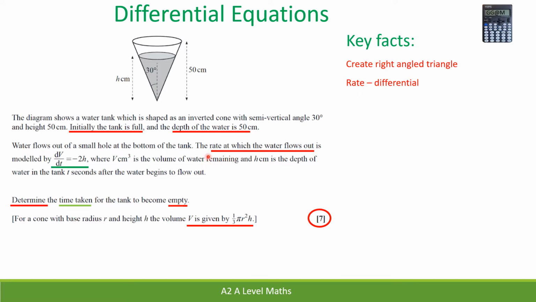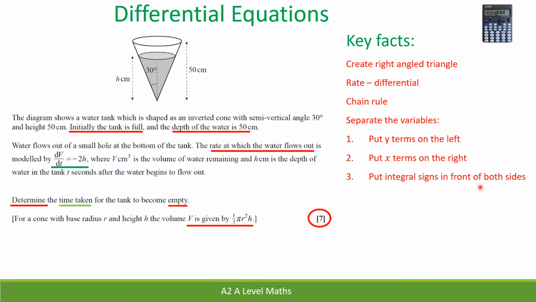This word here, rate, means you've got a differential, so in this case dV/dt. You're going to need to be using the chain rule. So you're going to look at a function and use the chain rule to work out how you can link dV/dt in relation to the other letters in the question. And then you're going to have to separate the variables by putting the y terms on the left, or in this case it will be a different letter, the x terms on the right, again a different letter to x and y. And then you need to put integral signs in front of both sides. And then you're going to integrate.